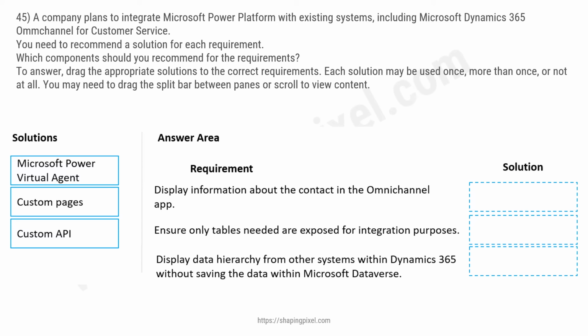Question number 45. A company plans to integrate Microsoft Power Platform with existing systems, including Microsoft Dynamics 365 Omnichannel for customer service. You need to recommend a solution for each requirement. Which component should you recommend for the requirement? To answer, drag the appropriate solutions to the correct requirements. Each solution may be used once, more than once, or not at all. You may need to drag the split bar between panes or scroll to view content. The solutions: Microsoft Power Virtual Agents, Custom Pages, Custom API.